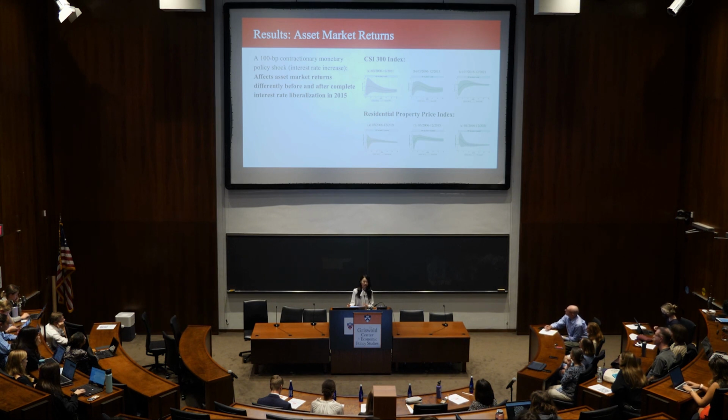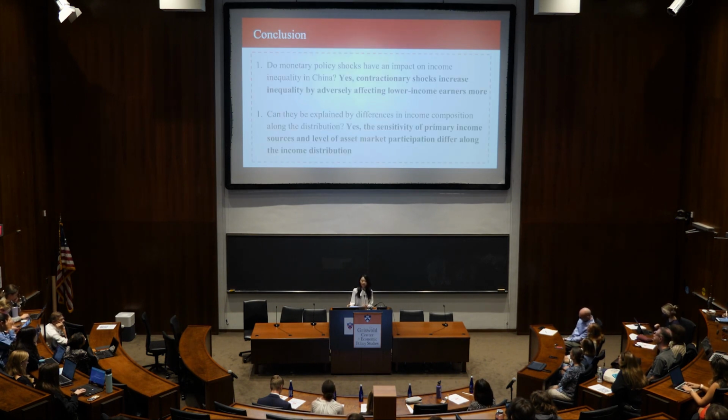I'm actually expanding on this in my senior thesis, but essentially what this means is that asset holdings or asset income is not as sensitive to monetary policy shocks in China compared to other countries, which means that there might be some hedging benefits actually to the higher income groups. So overall, I concluded that yes, contractionary monetary policy shocks, or an increase in interest rates, exacerbate the state of inequality in China, and this can be explained by the income composition theory.